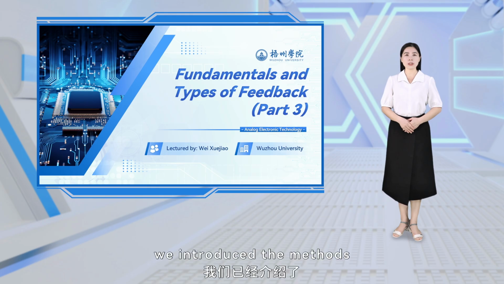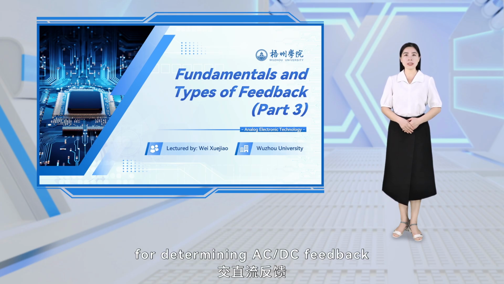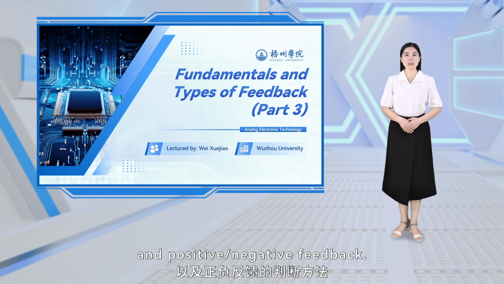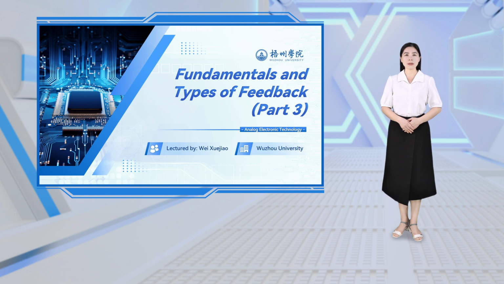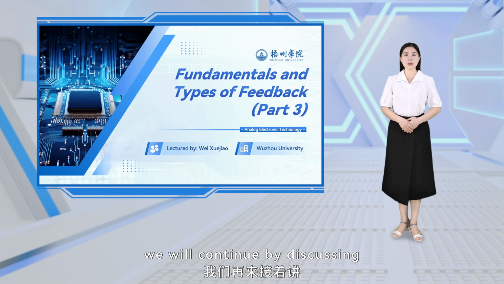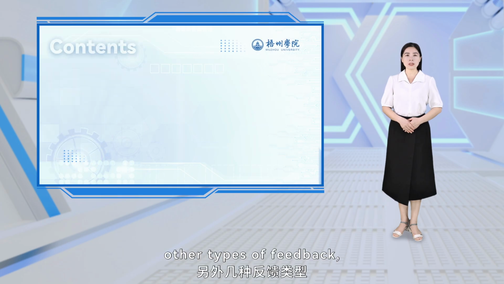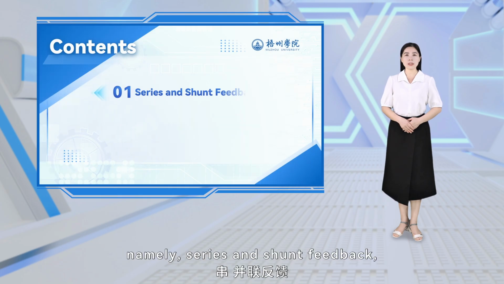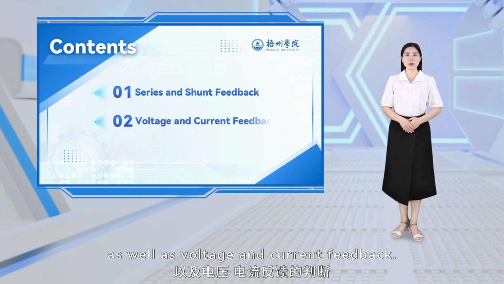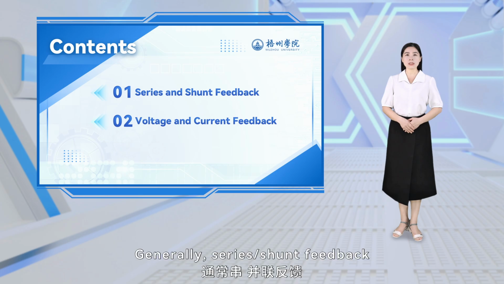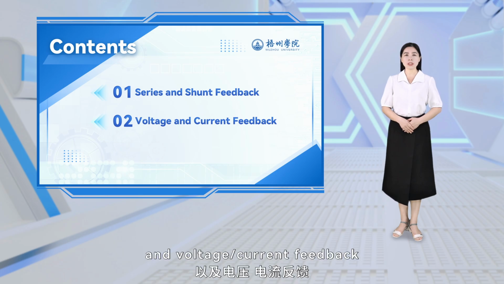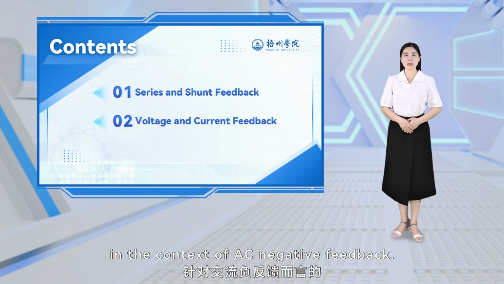Previously, we introduced the methods for determining AC and DC feedback and positive and negative feedback. In this lesson, we will continue by discussing other types of feedback, namely, series and shunt feedback, as well as voltage and current feedback. Generally, series and shunt feedback and voltage and current feedback are considered in the context of AC negative feedback.